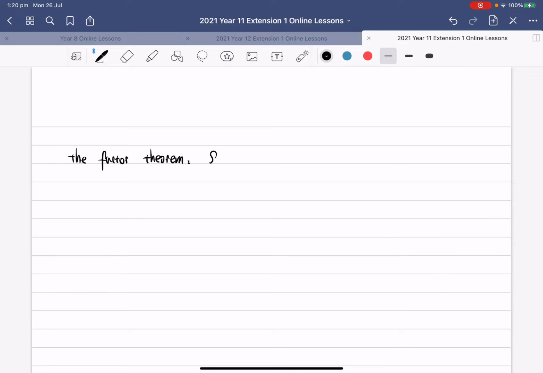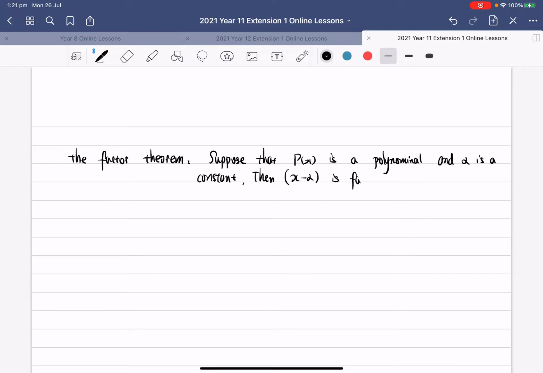Again, we suppose that p of x is a polynomial, and alpha is a constant. That's very similar to the one we just did. Then in this case, x minus alpha is a factor, just one factor, if and only if p of alpha is equal to 0.